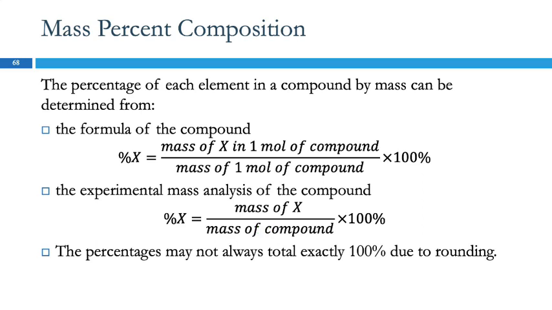If you calculate the percentages of all the elements in a compound and add them up, you might not get exactly 100 because of rounding issues, but it should be super close.